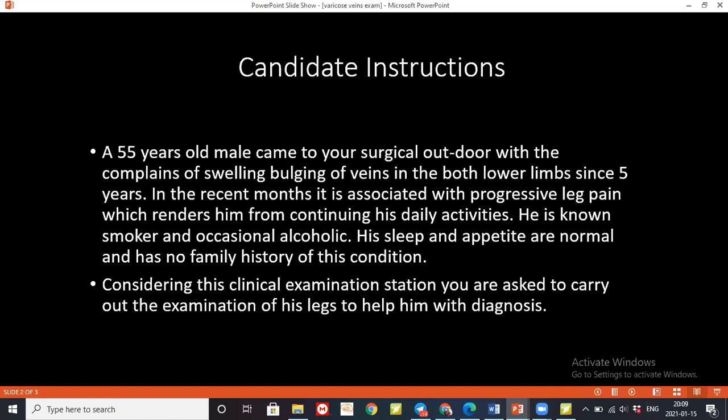Tap on the lower part of the leg along the long saphenous varicose vein with one hand and receive the impulse with the other hand. This is the Schwartz test. If positive, it indicates incompetent valves in the superficial venous system.